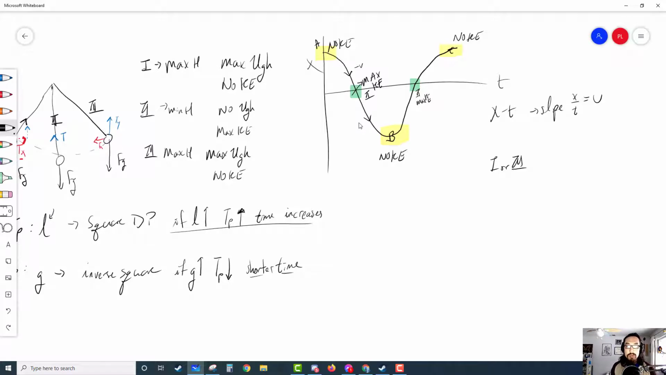Actually, it'll be 3 to 2 to 1, back to 2 to 3 to 1, 2, 3. That's how it will go. All right, so this is for position versus time graph.